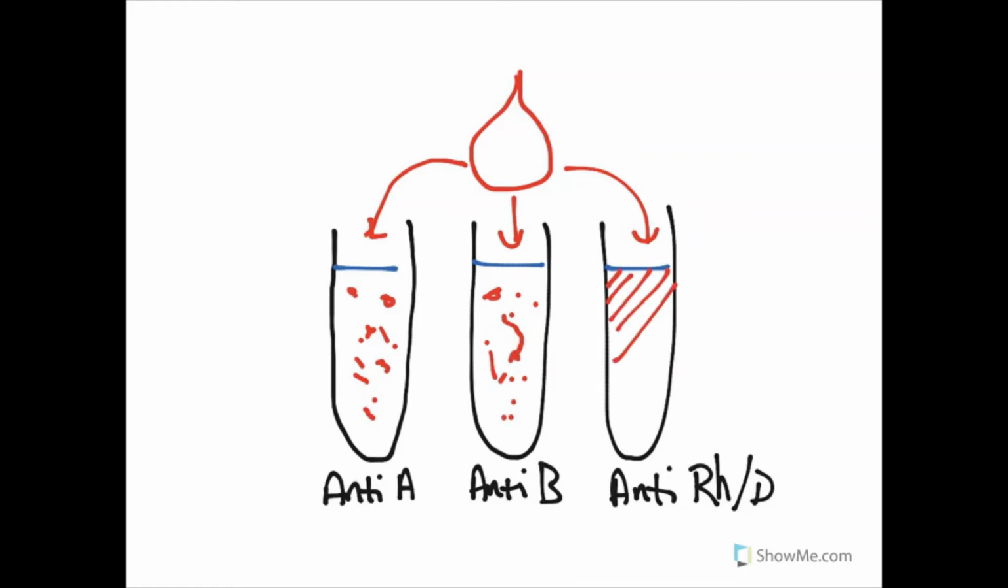nothing. Well, it has to have both A and B antigen, but no RH, because remember in RH, if you don't have it, you're RH negative. We just call it negative, okay? So again, we have our negative there.